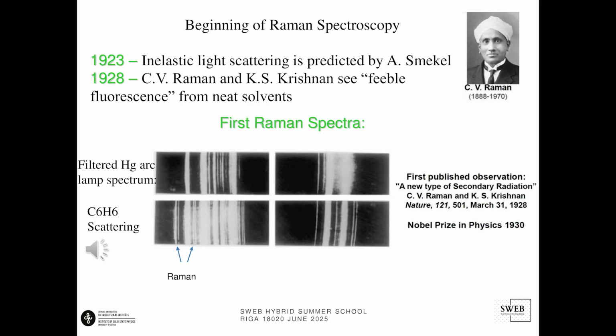The Raman spectrum was first obtained by Raman in 1928. The Raman spectrum of benzene was obtained. The light source was a mercury lamp, and the spectrum was recorded on a photographic plate. Raman bands appear as bands next to bands of a mercury lamp.